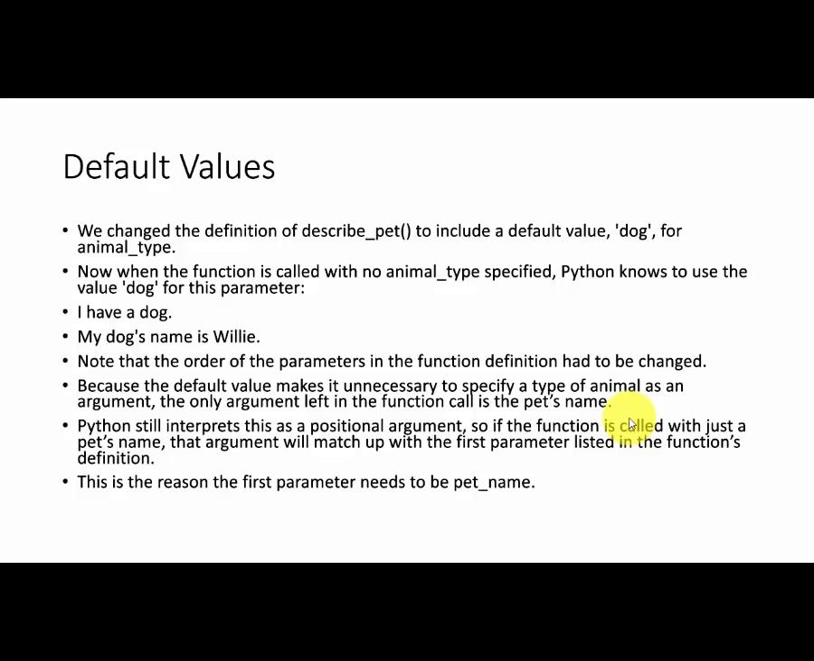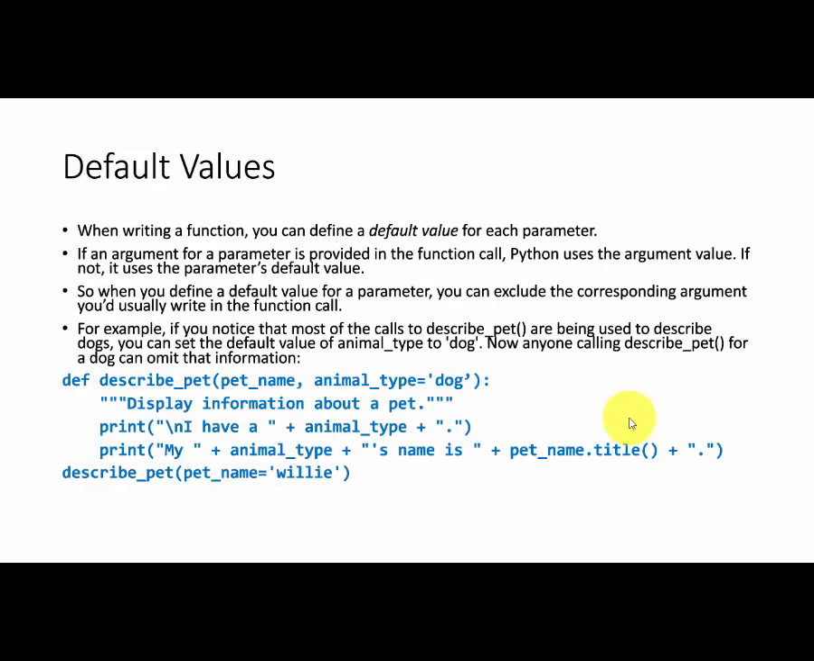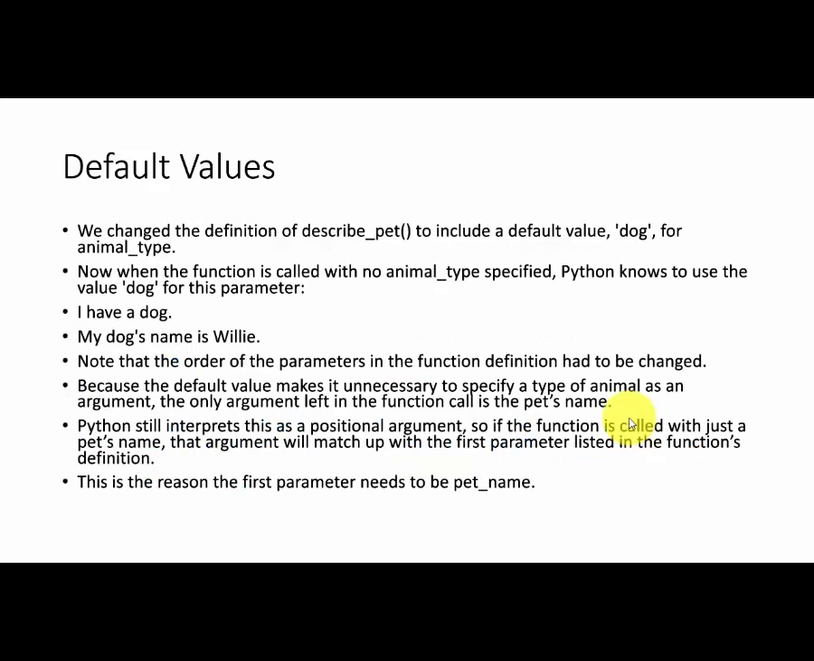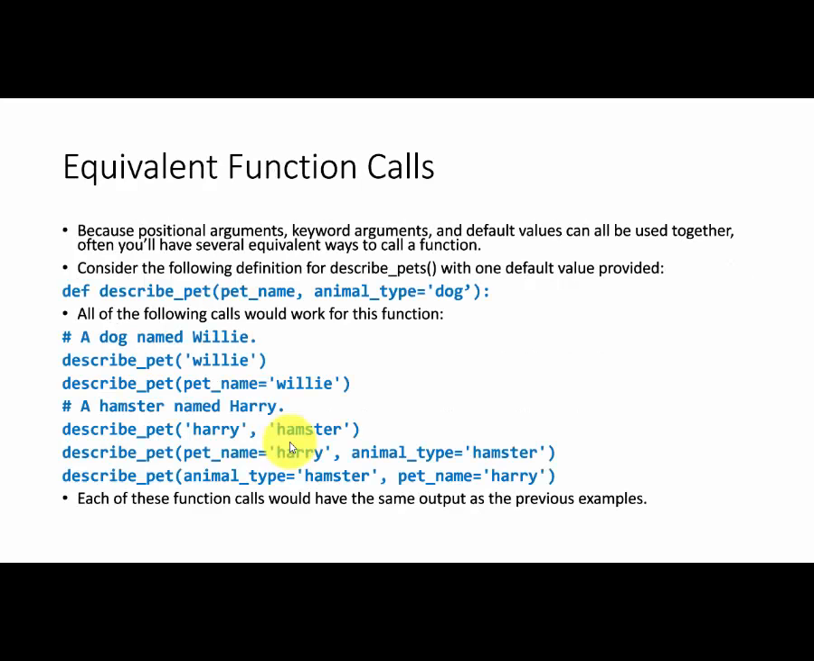So you can refer to this one to get the detailed explanation of what this previous program is, how it is functioning. Okay, and you change the value, the positional argument, what will happen. Fine. So in the next slide, we are going to explain about the equivalent function calls.